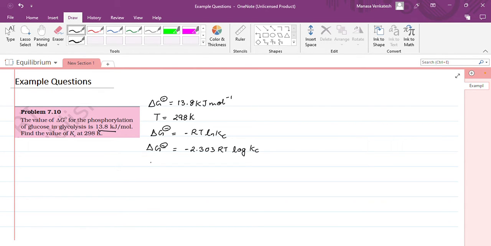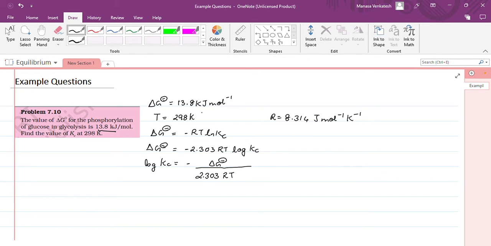So I'm going to rearrange this equation. So log Kc will be equal to minus delta G minus divided by 2.303 R. Okay, now R is the gas constant and R equals 8.314 joules per mole per Kelvin.